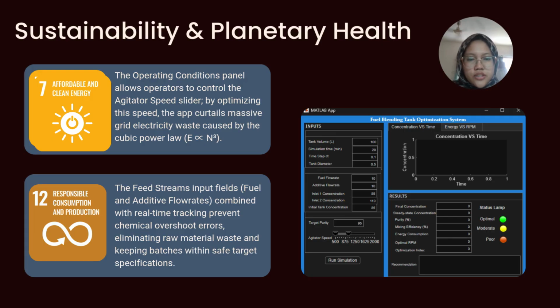Second, the system aligns directly with SDG 12, which is responsible consumption and production, by cross-referencing real-time mass balances within the feed stream's inputs, specifically balancing the fuel and additive flow rates. The underlying algorithm prevents chemical overshoot. This ensures raw material optimization, eliminating chemical waste and preventing the rejection of off-spec hydrocarbon batches.